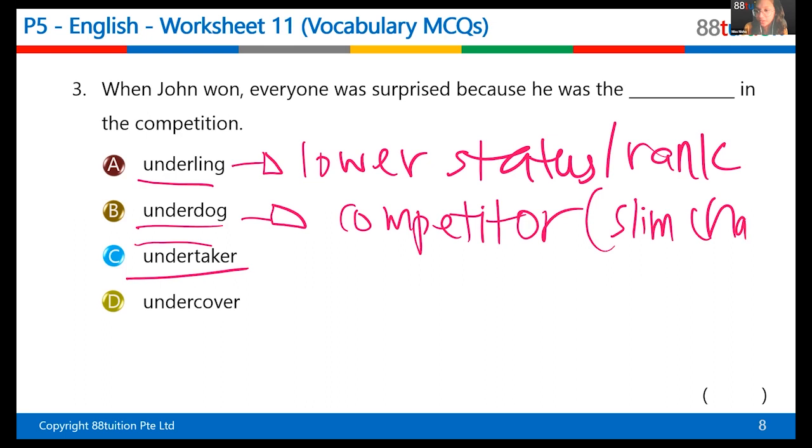Slim chance of winning. Well done. All right, an undertaker. An undertaker is usually used with funerals. A funeral director. So an undertaker is someone who is making arrangements for funerals, right?